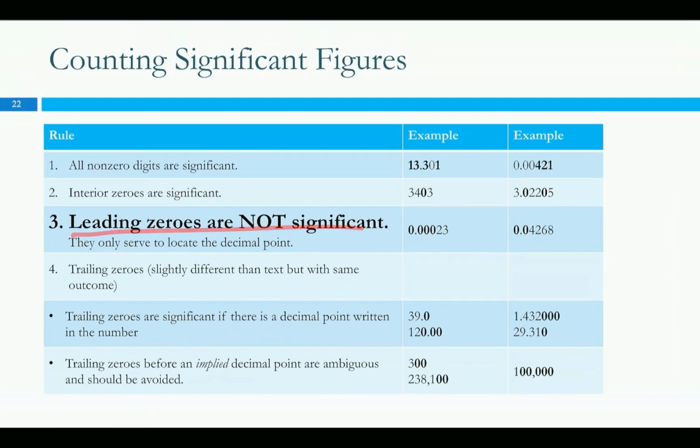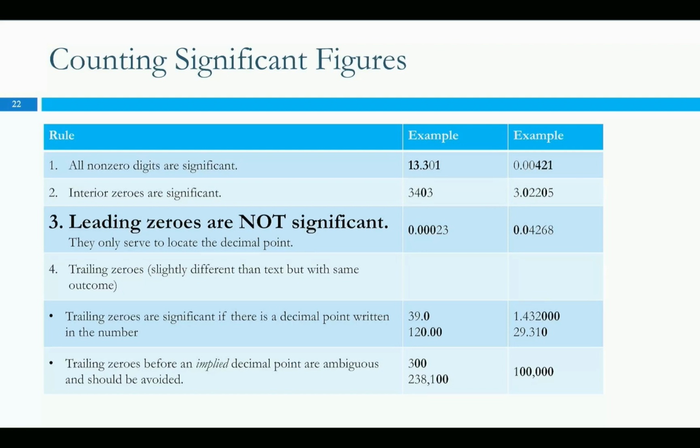Leading zeros are never significant. We never consider them for significant digits. They're only to locate the decimal point, to tell you exactly how small this number is. All of these come before the first non-zero number. And you do this for any number. You start on the left and work your way to the right. The first non-zero number that you get to is your first significant digit, and you only start counting after that. So any of the zeros that come before, ignore them.